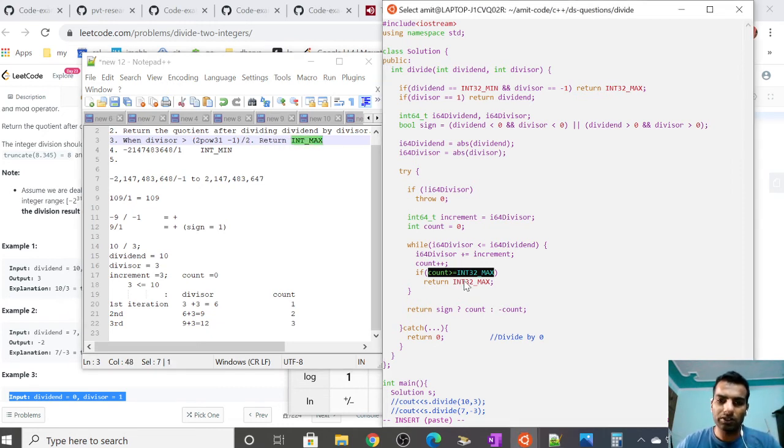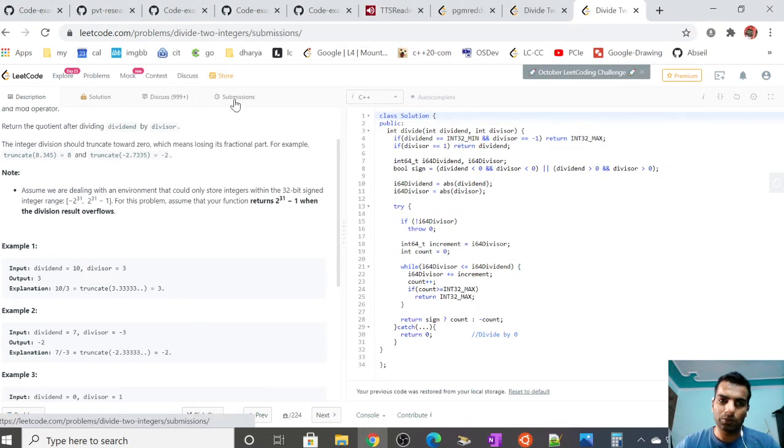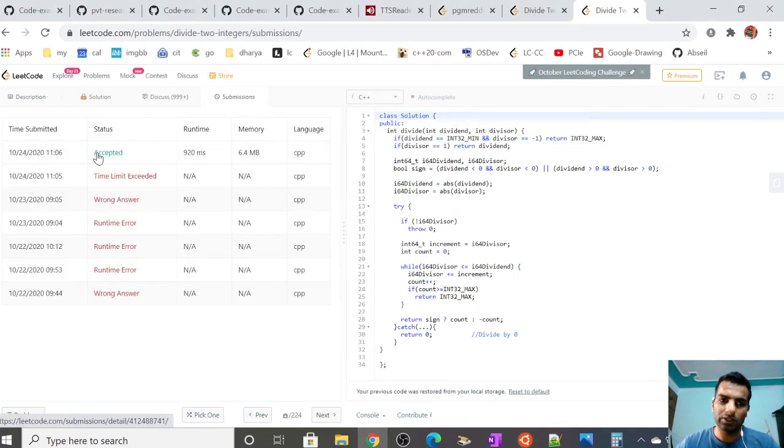If I cross the integer max, then I have to just return the integer max, and finally I have to prefix the sign in front of the count. So for whatever value I have calculated, if both divisor and dividend were negative, I'll prefix a positive sign here, and if only one of them is negative, that means the sign is 0. So in that case I'll prefix a negative minus in front of it, and it works.